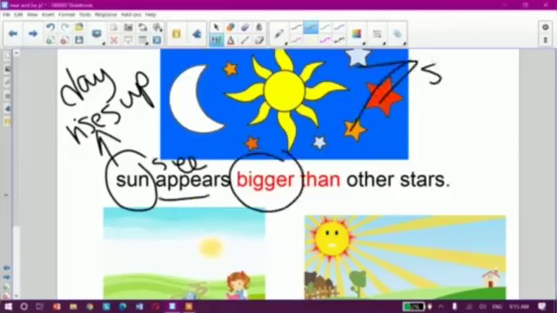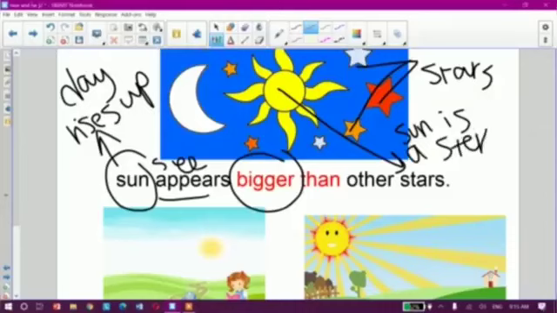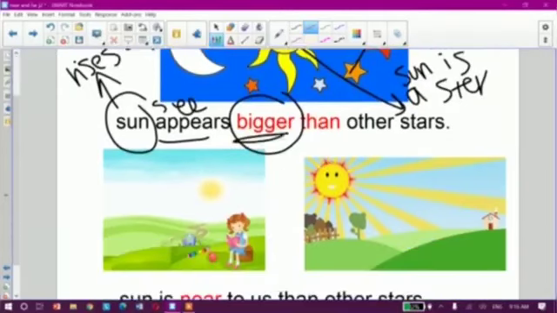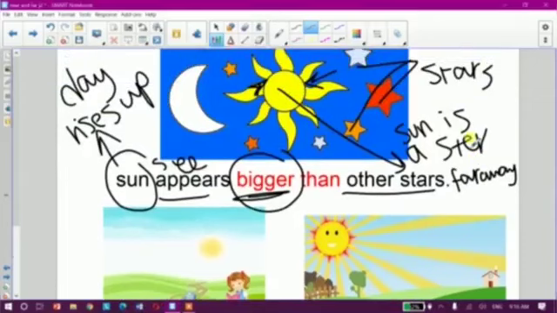One of these is the sun, which is near to us. And we said that near is bigger. But other stars, Junior 2, are far away from us, so will other stars appear bigger? No, they will appear smaller in size. Okay. The sun is near to us. We live here, so the sun is near to us.